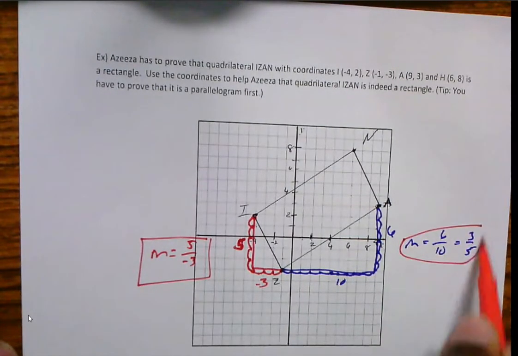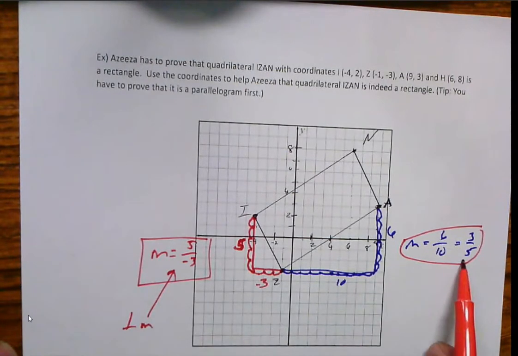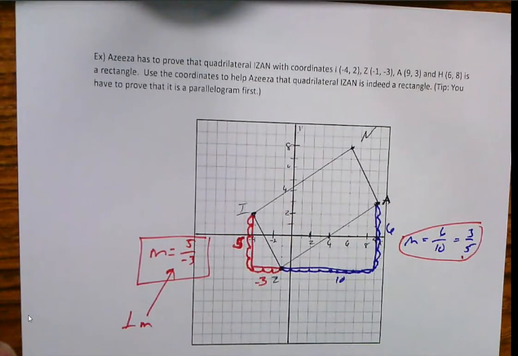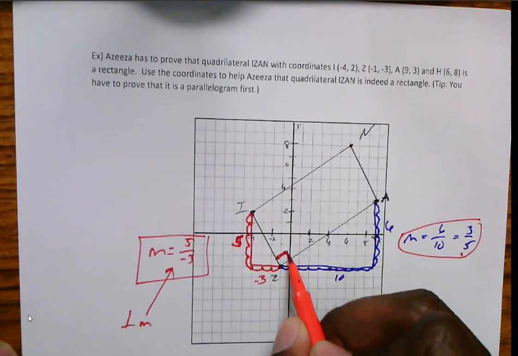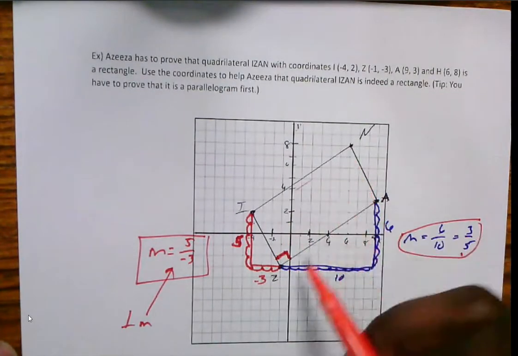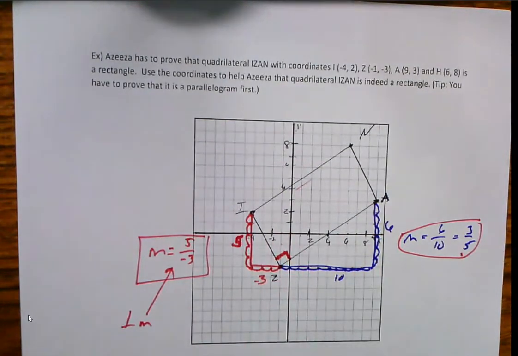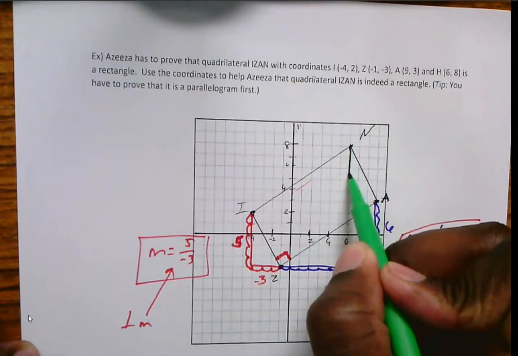So those are two slopes. Perpendicular lines have opposite reciprocals. So that is a perpendicular slope. It is the opposite: one's positive, one's negative, and it's the reciprocal of the first line. So I know this forms a right angle. Now, if this line is parallel to this one, then it will form a right angle there too. So let's check to see if it's parallel.